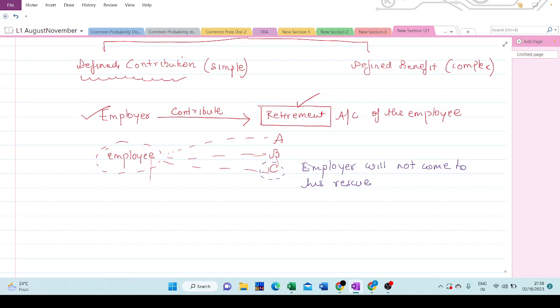So in a defined contribution plan or a DC plan, all the investment risk is borne by the, bolo kisse? By.